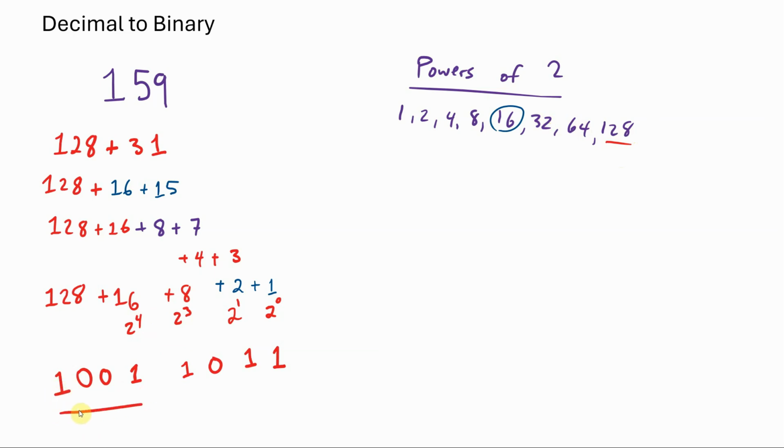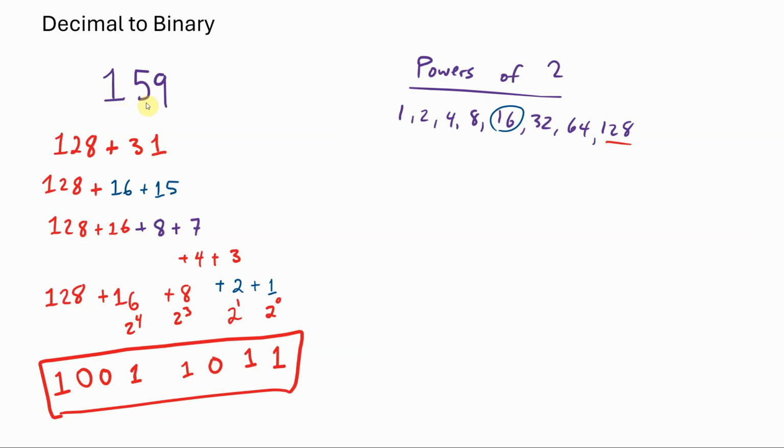So converting 159 into binary, it's 10011011. And if we were to take this binary number and convert it back to decimal using the previous steps from above, we would come back to 159.